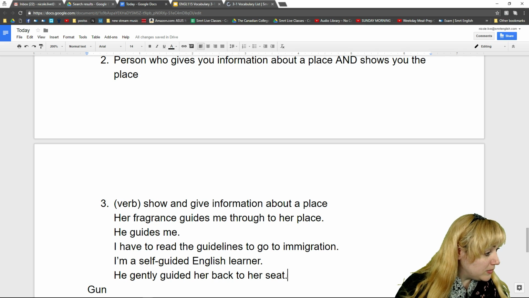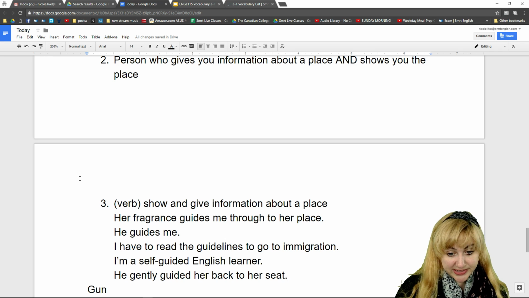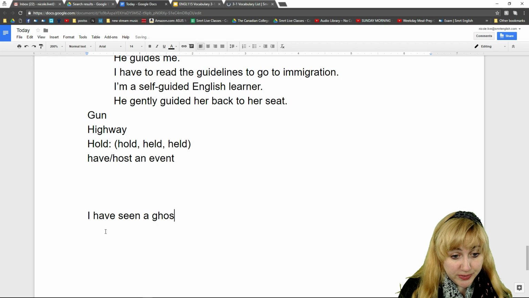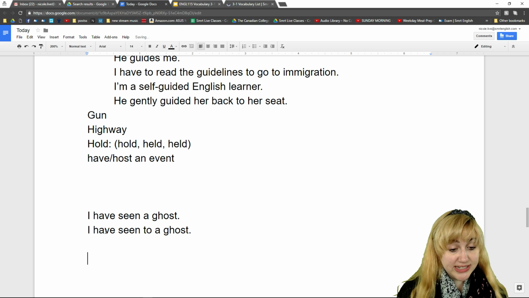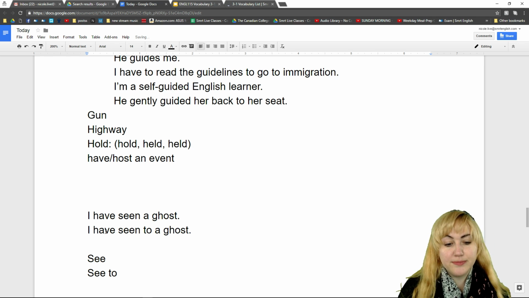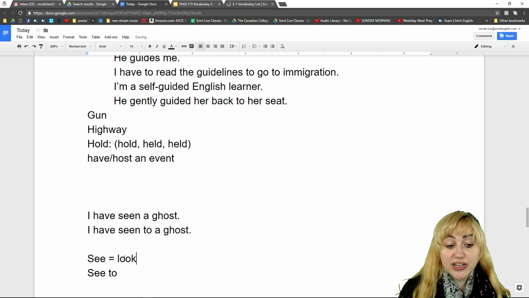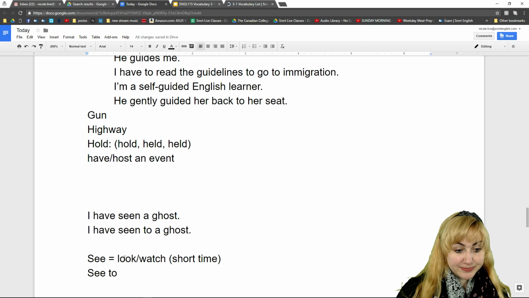Very nice sentence. Oh, we have a question from Adam. Adam, what is the different meaning in I have seen a ghost and I have seen to a ghost? Ooh, interesting question. Let me write that here. I have seen a ghost and I have seen to a ghost. Really, the question is, what is the difference between see and see to? Okay, because these are different meanings. See is similar to look or watch, but this word we use for something that happens for a short time, not a long time. See is a short time, like watch is a long time, for example.